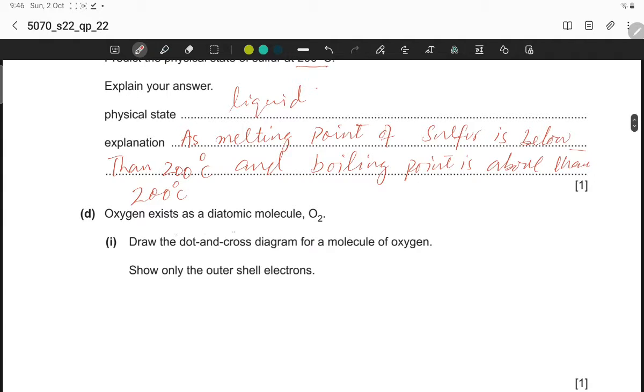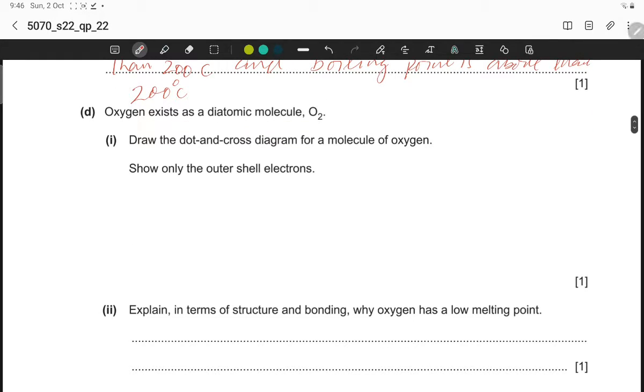Oxygen exists as a diatomic molecule. Draw a dot and cross diagram for a molecule of oxygen. Show only the outer shell electrons. So this is very important. You should know that oxygen, look at the periodic table, is present in group 6 and oxygen has 6 valence shell electrons. So each oxygen needs 2 electrons to complete its octet.